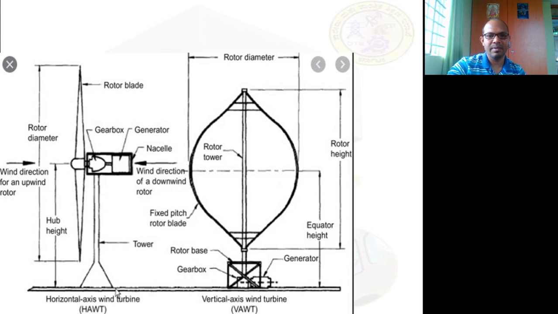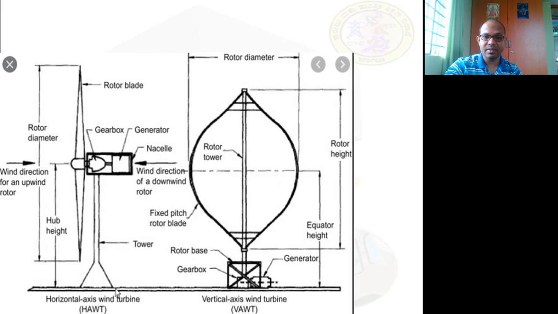Now I have given one more sketch, which gives you a better picture of the difference between the horizontal axis wind turbine and the vertical axis wind turbine. Now here this is the wind turbine and the foundation needs to be very strong. Now you can see the gearbox, rotor base, generator, everything is at the bottom, whereas here the gearbox and generator are placed inside the nacelle above the ground level, so it is very difficult for the balancing.